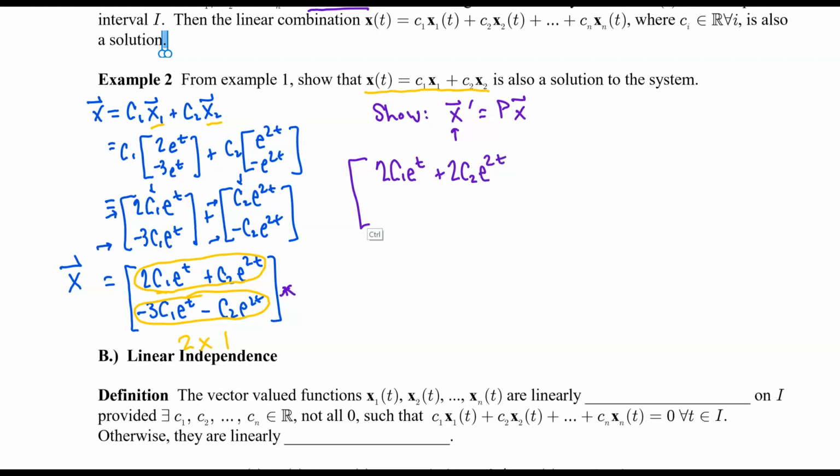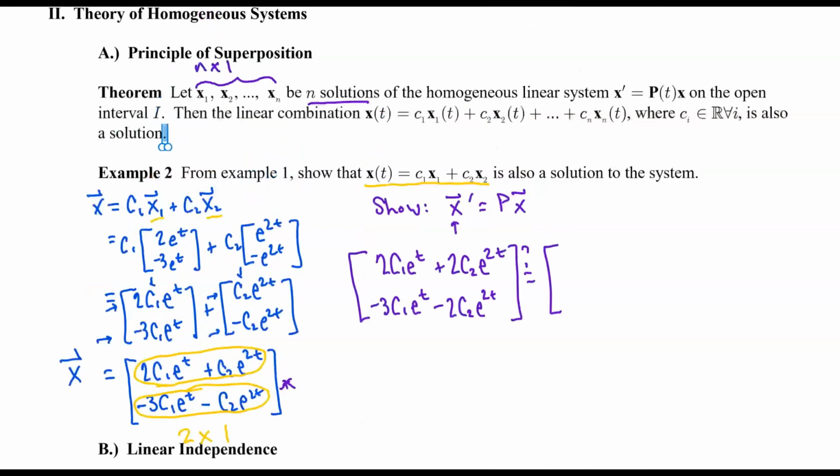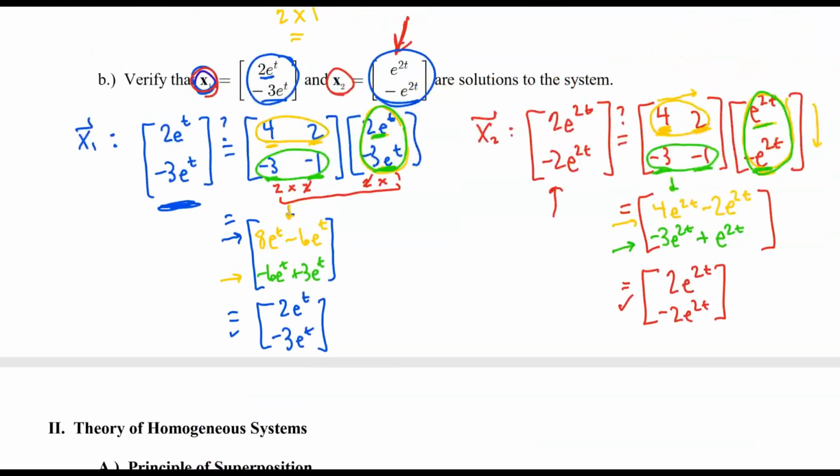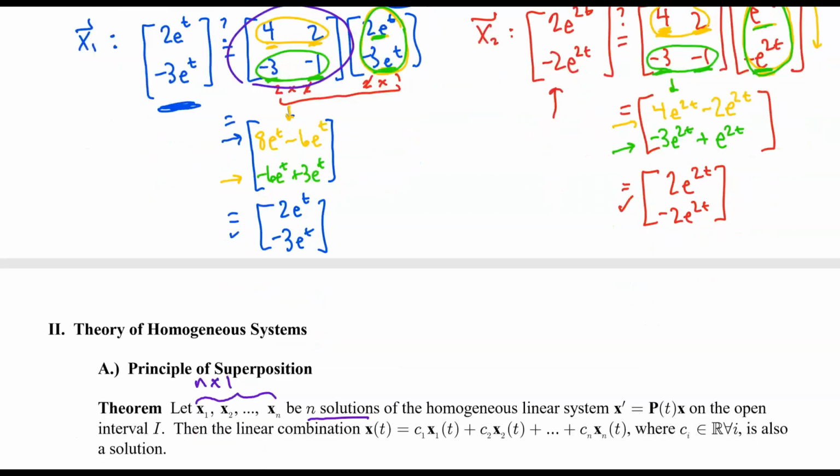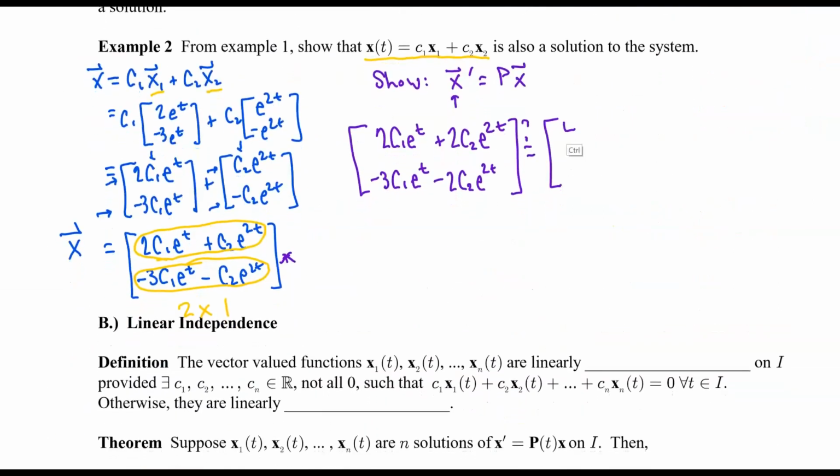Differentiating our second entry, we have negative 3 c sub 1 e to the t minus 2 c sub 2 e to the 2t. So there's the derivative of our solution on the left side, and we're going to find out, is this equal to the coefficient matrix? I'm using the same coefficient matrix as I had up here, 4, 2, negative 3, negative 1. And now we're going to plug in x, our linear combination that we just formed over here.